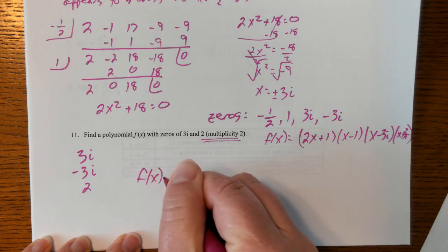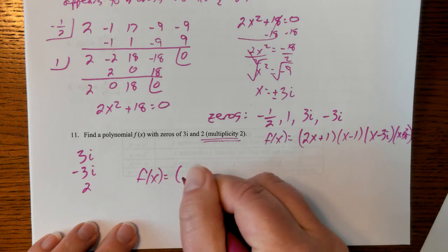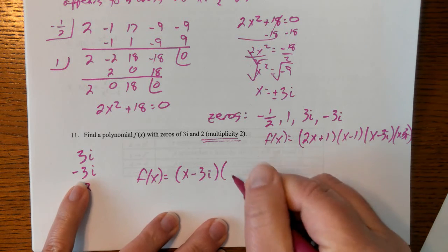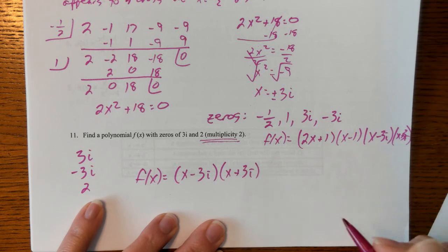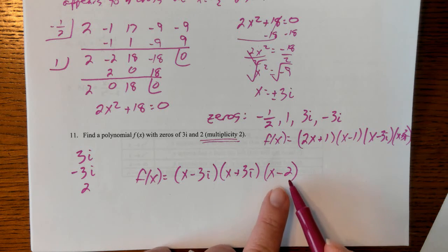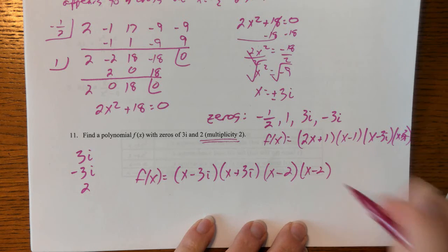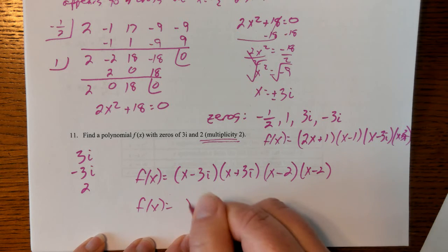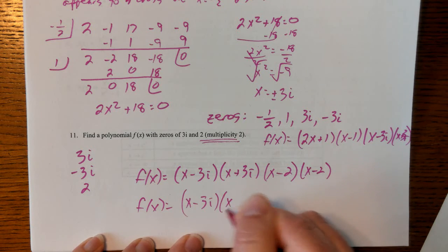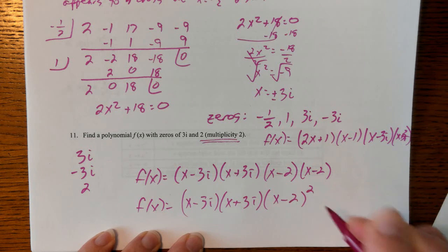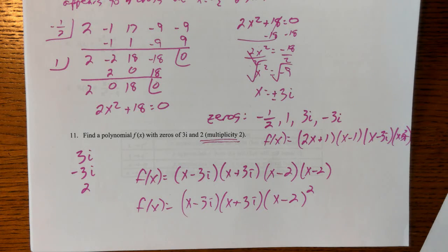So our function f of x, one of its factors will be x minus 3i. Another factor will be x plus 3i. Another factor will be x minus 2. But that one, the x minus 2, gets used twice because it had a multiplicity of 2. Some people, instead of writing it twice, would call it x minus 3i, x plus 3i, and x minus 2, and they would put a squared on it just to show that that x minus 2 is used twice. And that's fine. That's not a problem.